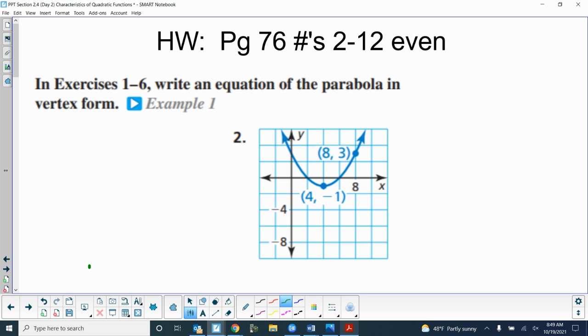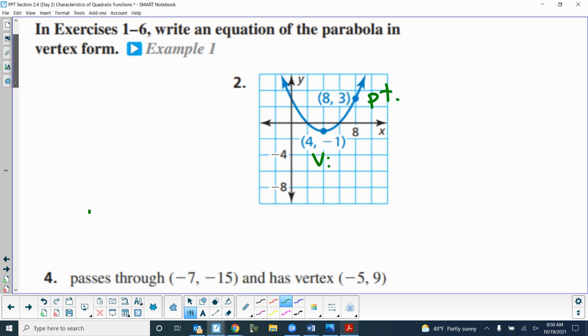All right, so there's the first problem. They gave us a vertex and a point. And then we just had to do what we just did for the first warm-up problem. Any questions on number 2? You guys looking at it on my paper I left you there? Questions?